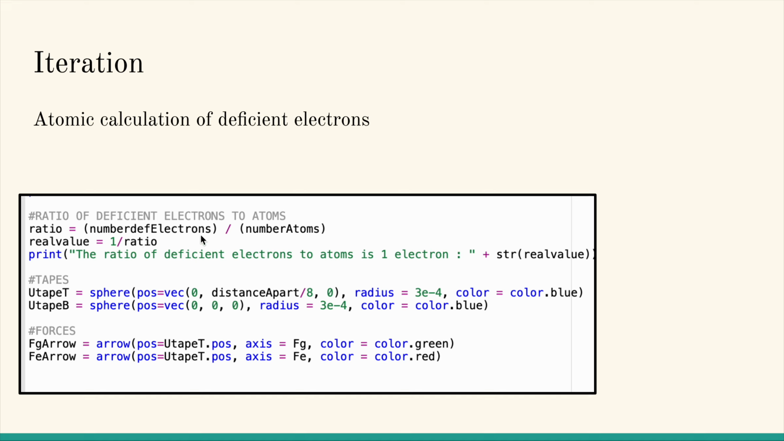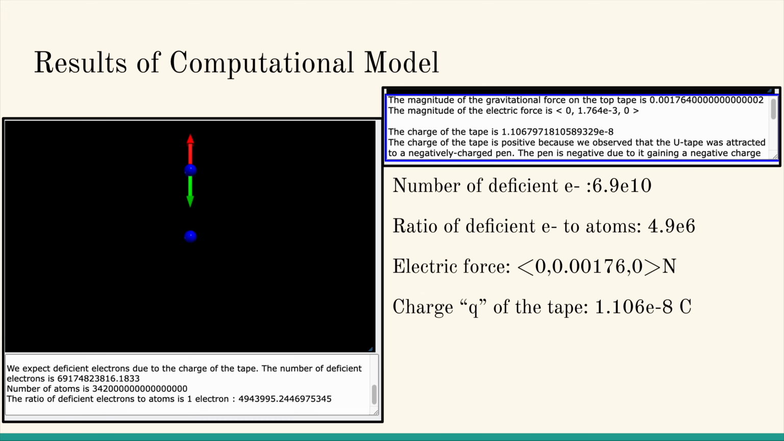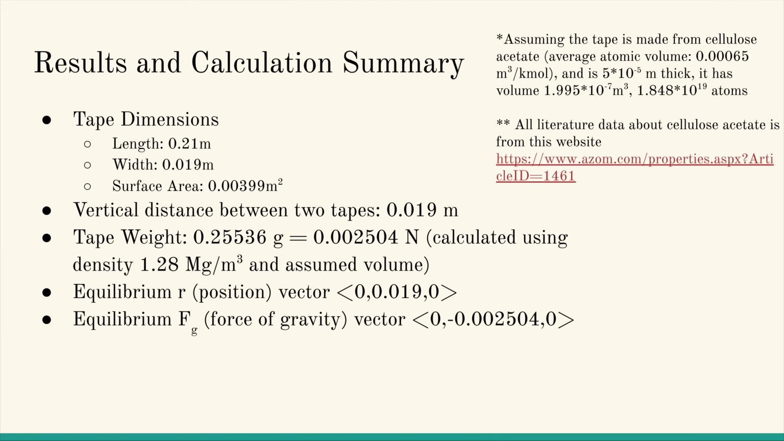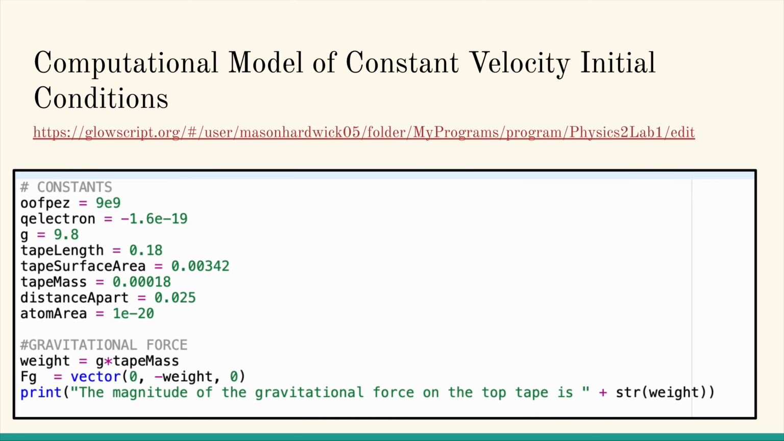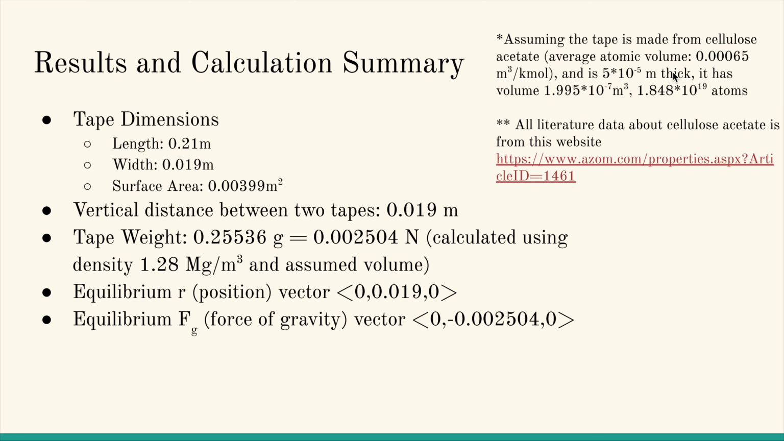So we also used a model to determine the charges on all the electrons in the tape, and determine the electron deficiency level of that tape. So these are the results of that computational model. And as you can see, it's a similar force. However, the ratio of deficient electrons was quite different. And this is because of volumetric analysis. Here's the ratio from before. It's right here.